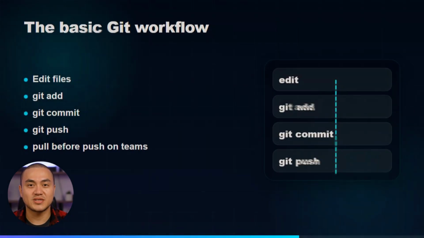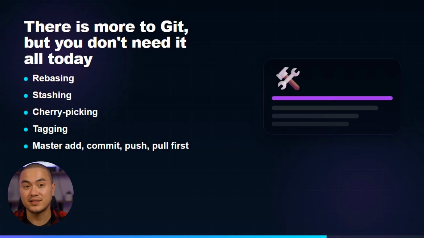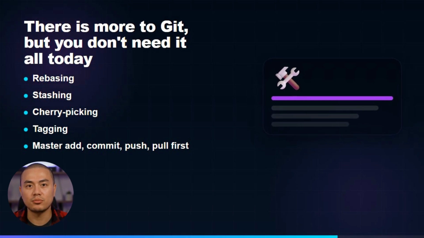The basic workflow looks like this. You make changes to your files. You run git add to stage those changes, basically telling Git I want to include these in my next snapshot. Then git commit to lock in that snapshot with a message describing what you did. Then git push to send it to the remote server, and pull before you push if you're on a team. That's it. That's the loop. There's a lot more to Git, rebasing, stashing, cherry picking, tagging, but honestly, if you nail add, commit, push, and pull, you're already ahead of a surprising number of people.